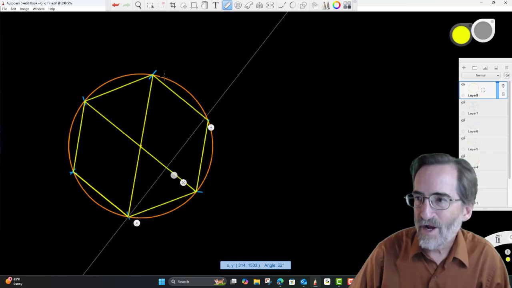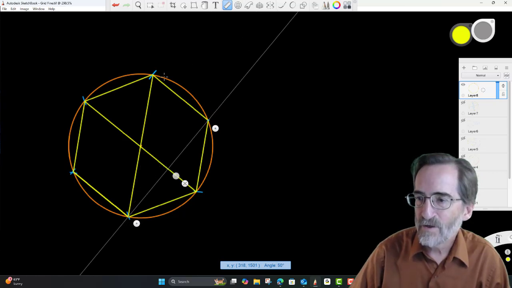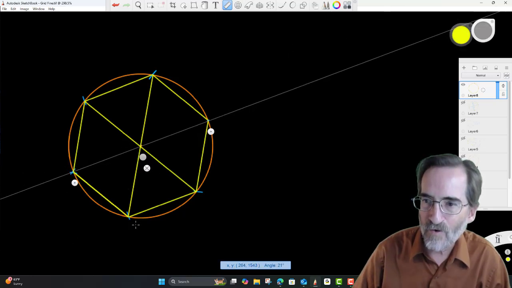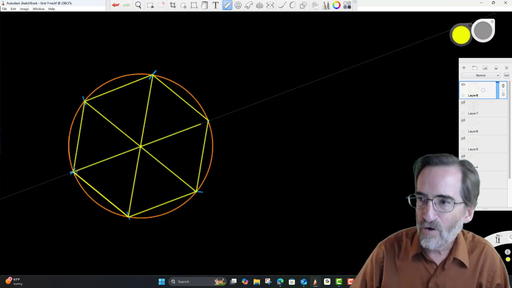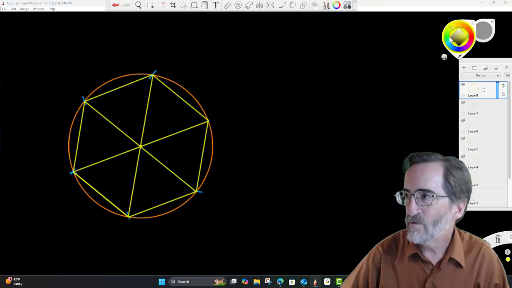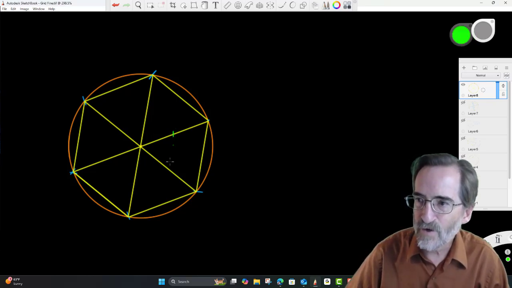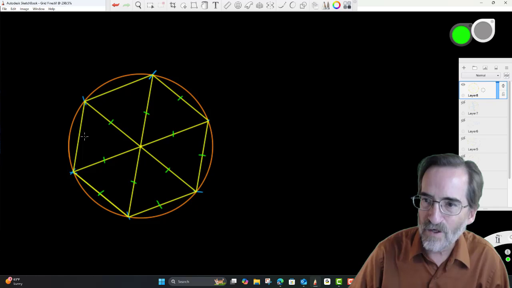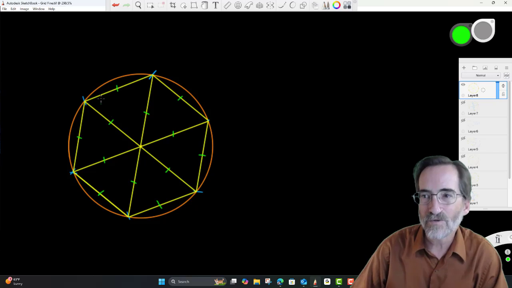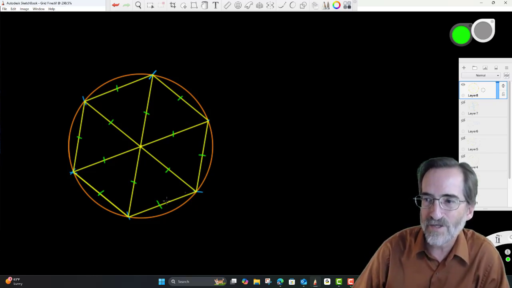And it does ask, how do you know this is a regular hexagon? How do you know all the sides are the same length? And the answer to that question is this. Note that all of these lengths were drawn with the same compass setting. All of them were drawn with the same compass setting. So each of these is a radius. So you've got 6 equilateral triangles, and this is a regular hexagon because all the sides are the same length.